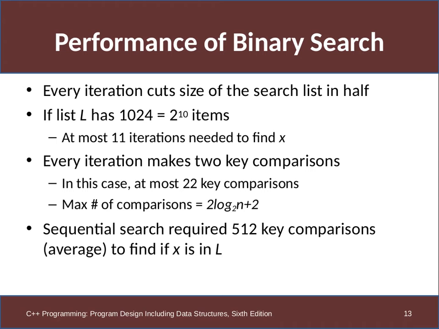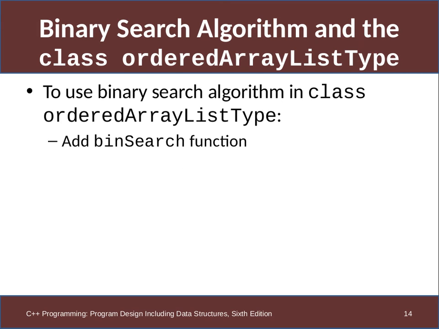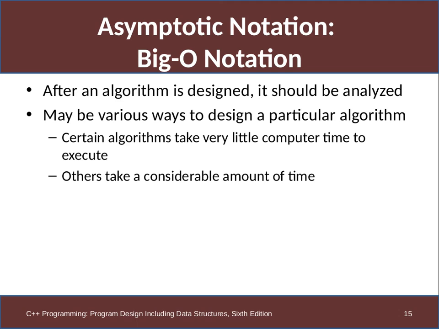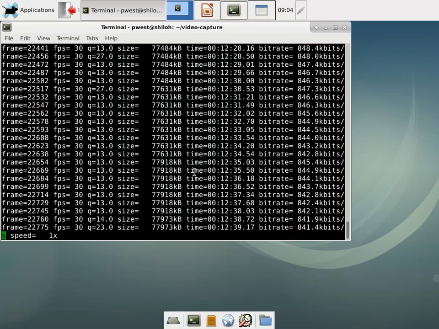The list has 1,024 items, which is 2 to the 10th. At most, 11 iterations are needed to find X. I said 10 up there, but 11. Every iteration takes 2 key comparisons, so 22 at most. The maximum comparison is 2 times log base 2 of n plus 2. They don't explain that at all. But the search would require 512 out of the 1,024 elements. Is that all the analysis they say? All right, they're going to do a little more on big O notation, so let me stop here.